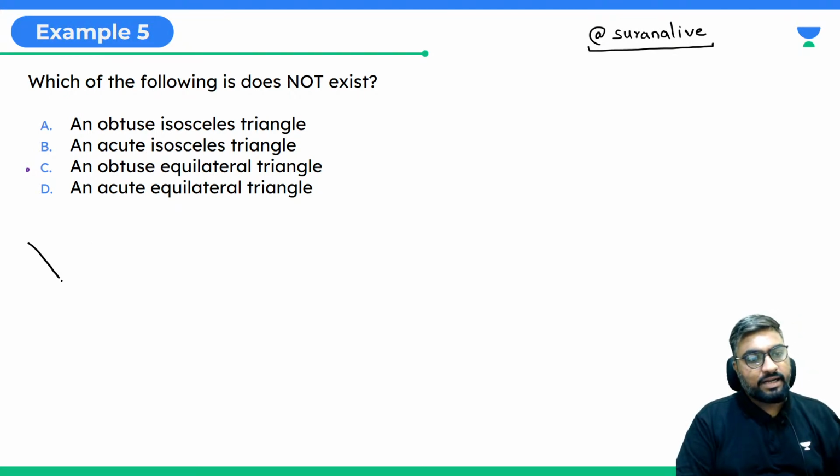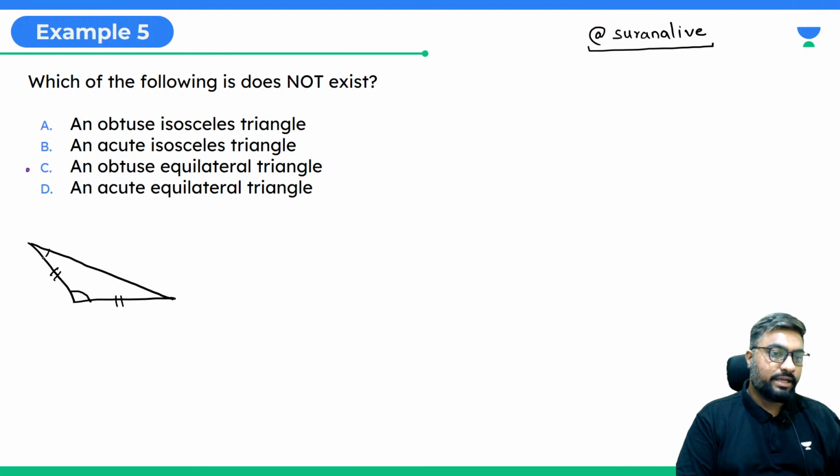So can I have it like this? This side and this side equal to each other. This will be the third side. So this is the obtuse angle. These two are the equal sides, so automatically these two angles will become equal. So this is possible? Yes. Eliminate, because they're saying does not exist.